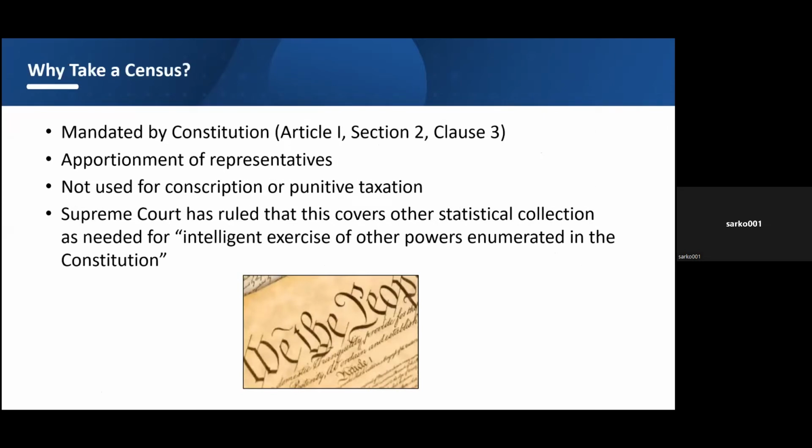Why take a census? Because of course it's mandated by the Constitution, Article 1, Section 2, Clause 3. It's used for the apportionment of representatives. It's not used for conscription or punitive taxation. And the Supreme Court has ruled that this covers other statistical collection as needed for intelligent exercise of powers enumerated in the Constitution.